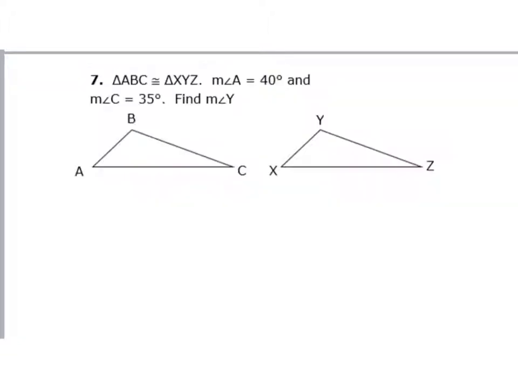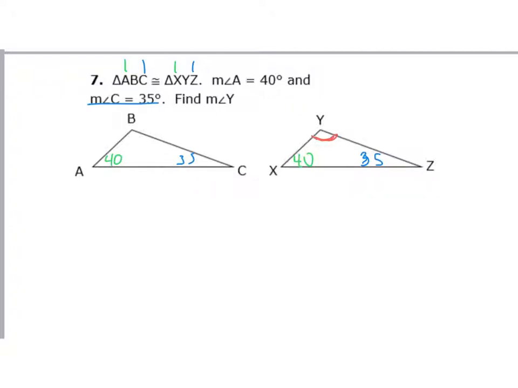Okay, number 7. The measure of angle ABC is congruent to the measure of angle XYZ if the measure of angle A is 40. So this angle right here is 40 degrees. Remember, A matches with X, so this is also 40 degrees. And the measure of angle C is 35 degrees. C matches with Z, so Z is 35 degrees. Find the measure of angle Y.